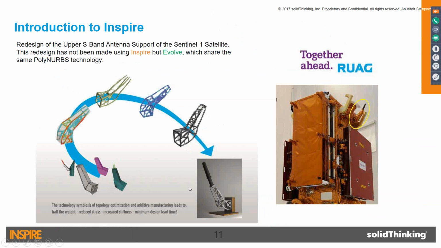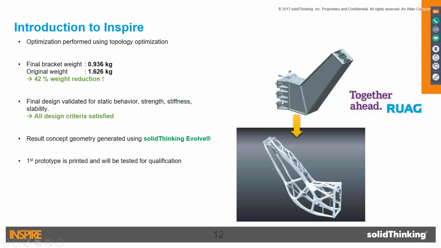Finally here, a nifty little part, and just to show you how far Inspire and this technology has come, this is an antenna bracket on a satellite that is actually currently in orbit. The original design looks something like this. This was the Inspire developed design, a 42% weight reduction, which is critical in an aerospace situation. But in this case, all the design criteria is satisfied, and that's the last thing that I need to emphasize about Inspire.